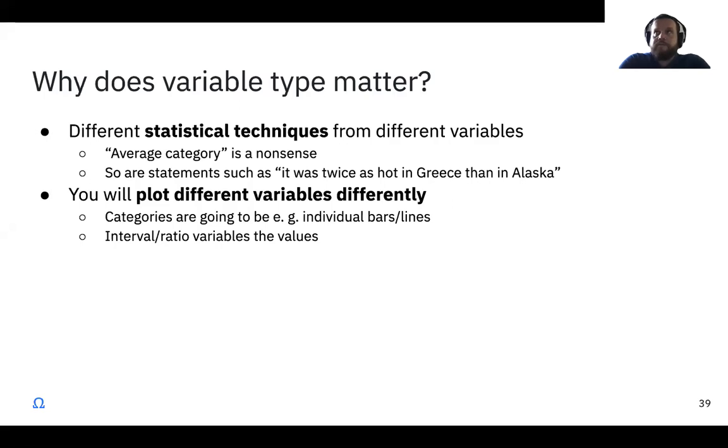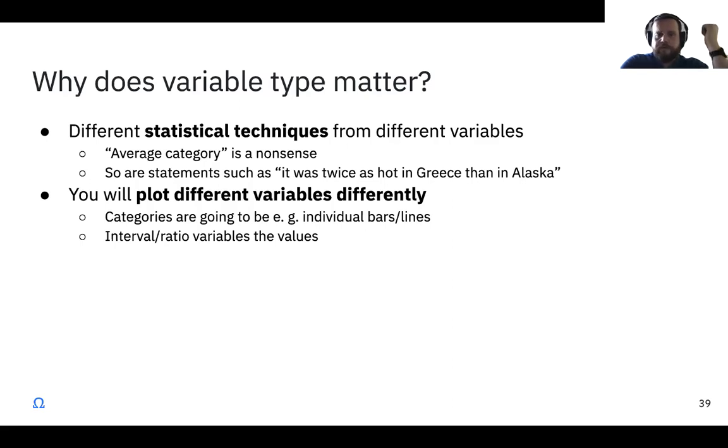Of course, the illustrative examples that I have provided in the previous slides are kind of obvious, but sometimes people can make mistakes in data processing. So it's important in your mind to think of what kind of variables you are actually working with. And obviously, you will also plot different variables differently.